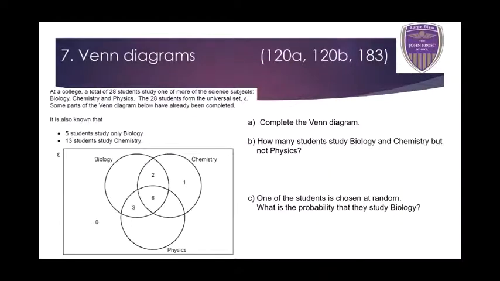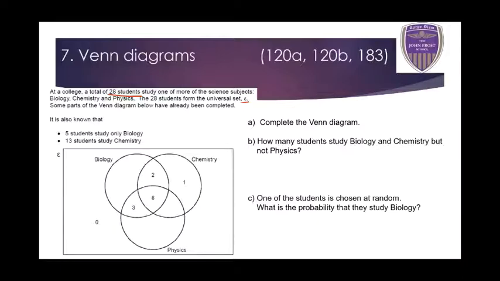So at a college, a total of 28 students, very important bit of information that, 28 students, study 1 or more of the science subjects: biology, chemistry, and physics. The 28 students form the universal set. Remember, that's the symbol Z, which just means it's literally the box. Everything in the box is the universal set. Some parts of the Venn diagram below have already been completed. It is also known that 5 students study only biology and 13 students study chemistry. So here we go, complete the Venn diagram.